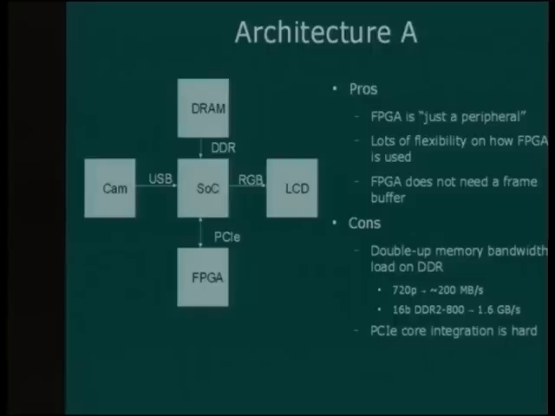On a small embedded device, in this case, we had a 16-bit DDR2 800 memory chip, which means you only get 1.6 gigabytes per second of bandwidth. If you're doing 720p video, it's eating 200 megabytes per second. So you're going to take that 200 megabytes per second, flush it into DRAM, flush DRAM to FPGA, FPGA back to DRAM, and then DRAM to LCD. Pretty much your memory bandwidth is gone, right? It's not a good idea to do it this way on a low-end architecture. And furthermore, PCI Express is just hard to do in hardware.